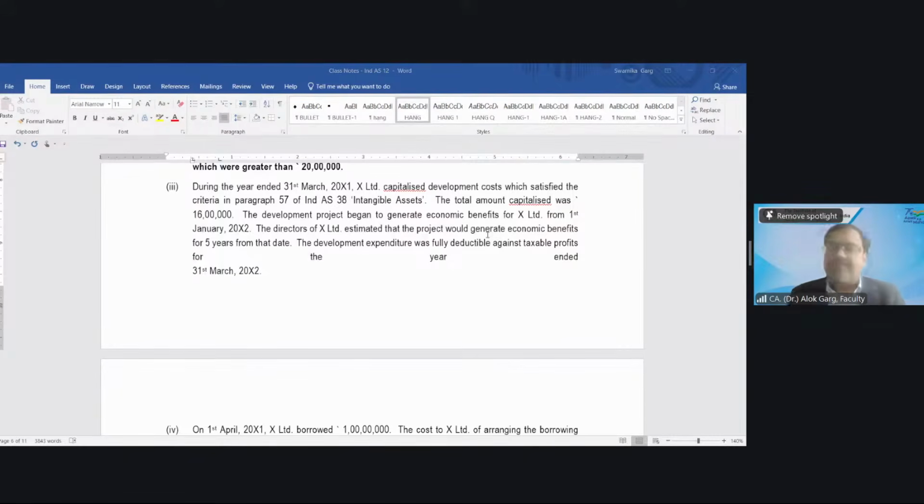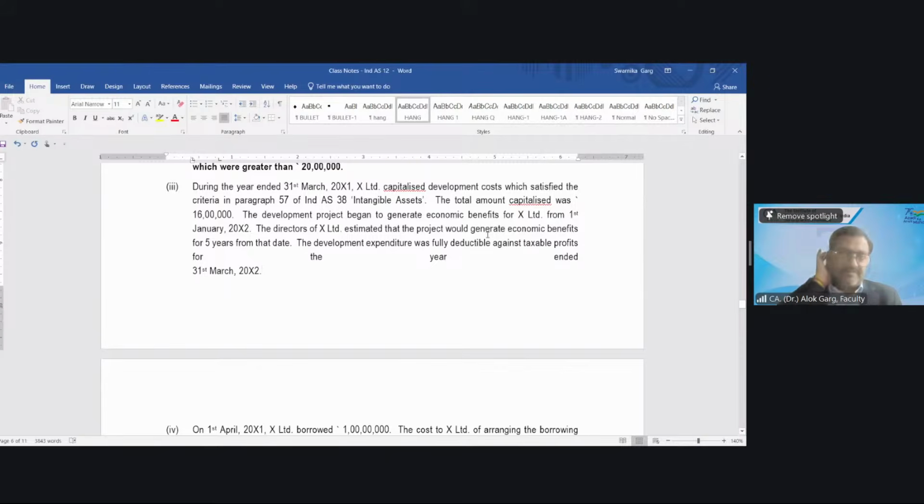16 lakh is my value of the asset. 5 years is the life, so 16 lakh divided by 5. First of all, what is my per annum depreciation? 3 lakh 20,000. If 3 lakh 20,000 is for a year, what is the value for a quarter, 3 months? 80,000. So what is my carrying value of intangible asset on 31st March 2002? 16 lakh minus 80,000, which is 15 lakh 20,000. What is my tax base?